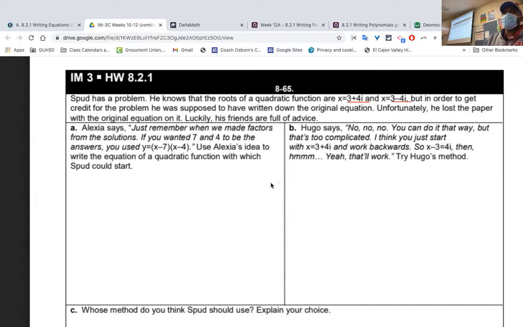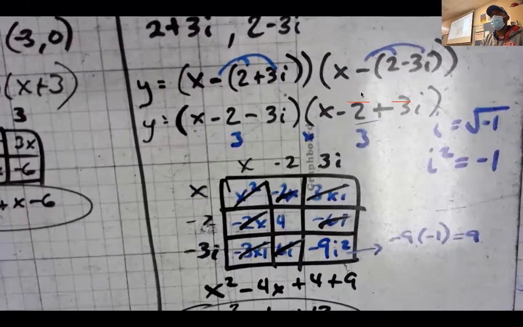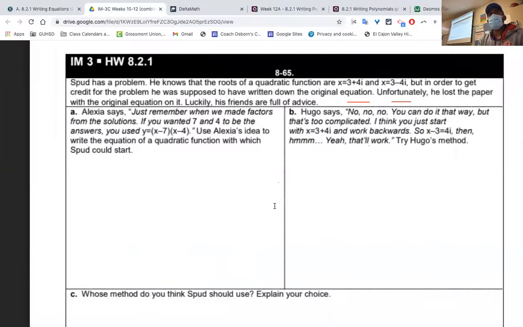So the first friend says, just remember that we made factors from solutions. If you wanted 7 and 4 to be the answers, you use the opposites, x minus 7, x minus 4, just like we talked about. Use Alexia's idea to write the equation. So she's talking about what we just did. I just basically took those factors and subtracted both of them, and then worked backwards. And then we had to use the box to multiply everything out.